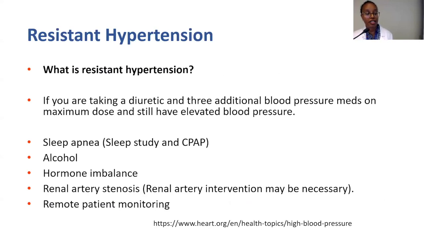What is resistant hypertension? That's if you take one diuretic medication, that's hydrochlorothiazide, chlorthalidone, these medications, and you're on 3 additional blood pressure medications and you're still having elevated blood pressure, and you're taking them regularly as prescribed, that's considered resistant hypertension. And that's when we make sure that your sleep apnea is taken care of, alcohol is limited, hormone imbalance, and renal artery stenosis, making sure that's not the reason why your blood pressure is not responding to blood pressure medications.